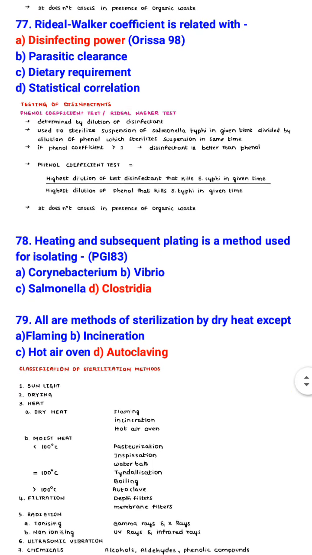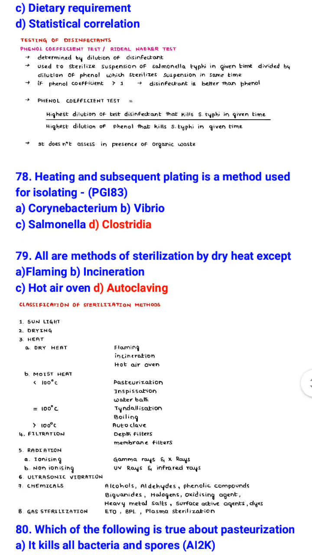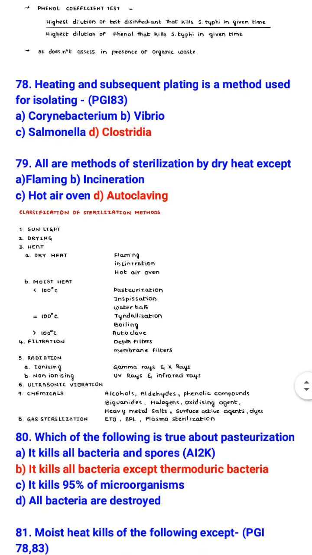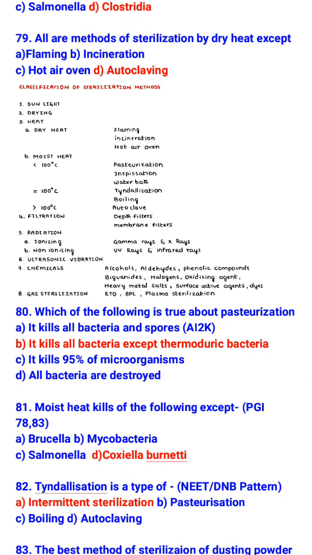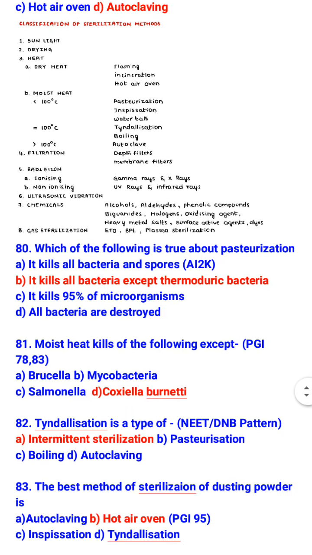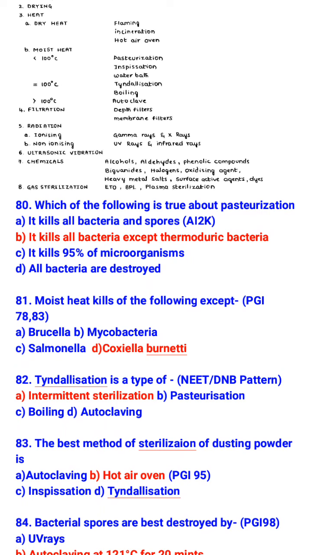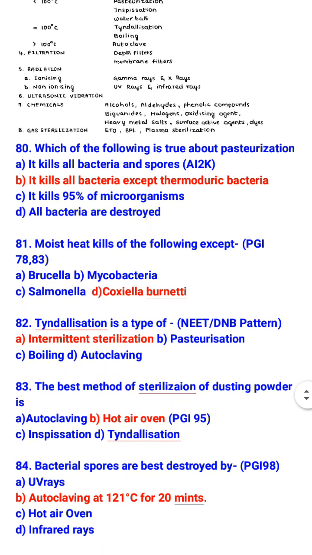All are methods of sterilization by dry heat except autoclaving. Which are the methods of dry heat: flaming, incineration, and hot air oven. Autoclaving is not a dry heat method, it is a moist heat method. Which of the following is true about pasteurization? It kills all bacteria except thermoduric bacteria. Moist heat kills all of the following except Coxiella burnetii. So moist heat can kill Brucella, Mycobacteria and Salmonella, but it cannot kill Coxiella burnetii.